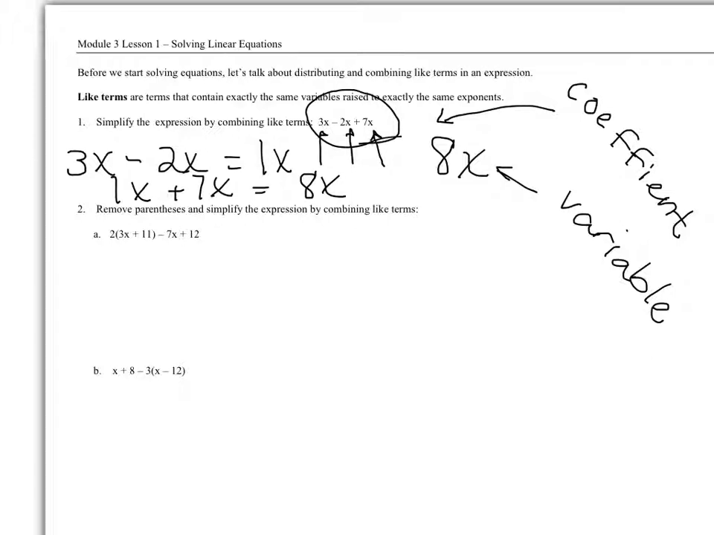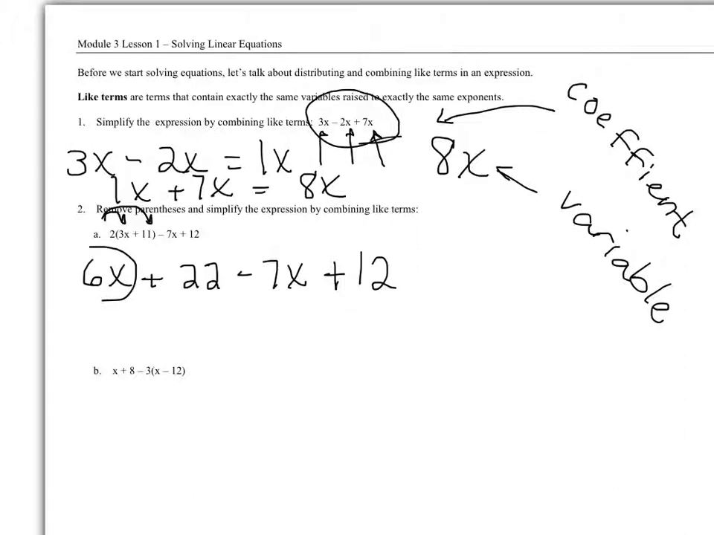So I'm going to do something called distribute first. I'm going to take that 2 and multiply it through. So I will get 6x, because 2 times 3 is 6, and 2 times 11 is 22. Take away 7x plus 12. Notice how the distribution stops at the end of parentheses. So now we're going to see which terms are alike and which terms are different.